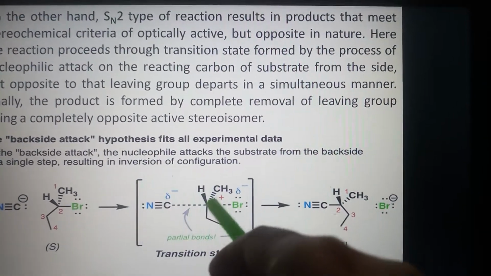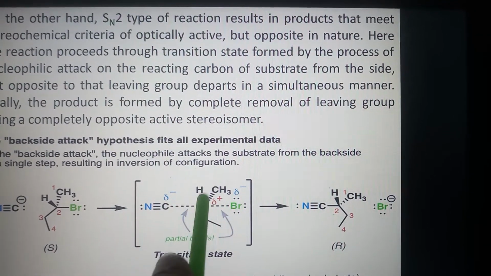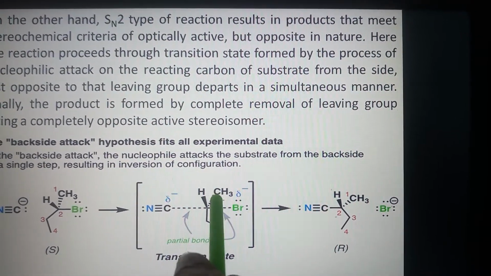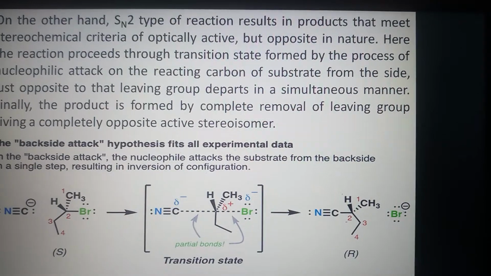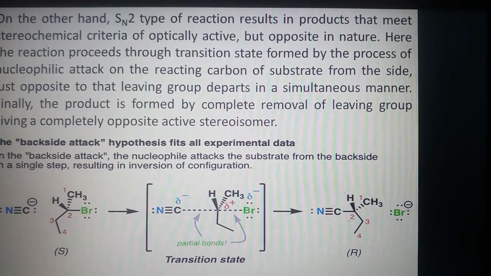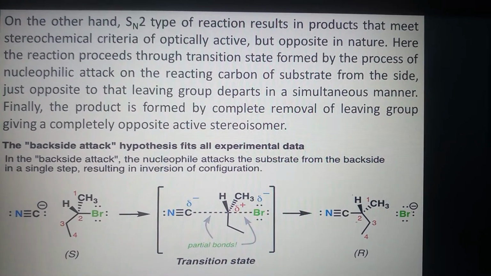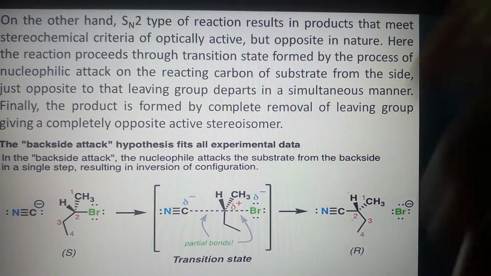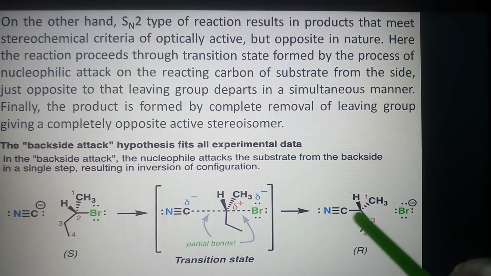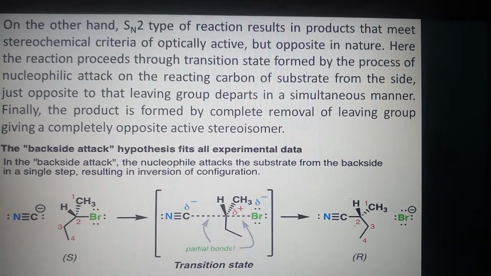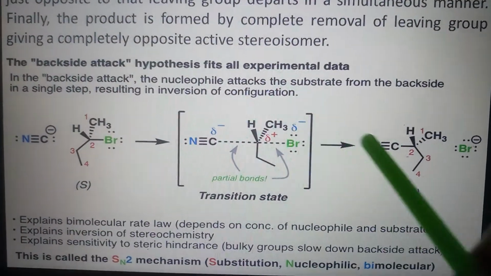You have seen this is the transition state, where the incoming nucleophile and the leaving group are both attached to the carbon frame. Here the reaction proceeds through a transition state formed by nucleophilic attack on the reacting carbon of the substrate from the side just opposite to that of the leaving group, which departs in a simultaneous manner. Finally, the product is formed by complete removal of the leaving group, giving a completely opposite active stereoisomer. If we start with the S isomer, we will get the R one.